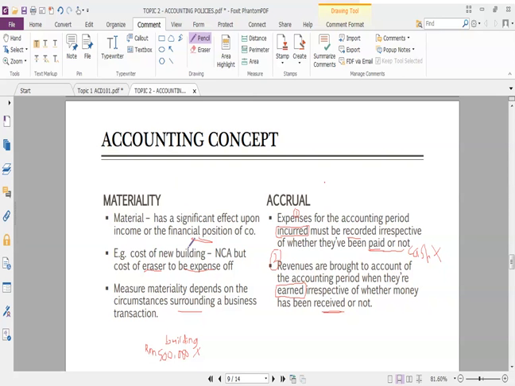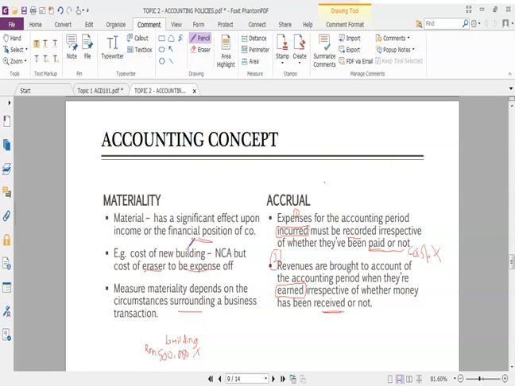If we compare with the cost of a new building, if you want to buy a building costing 100,000, and you compare it with the cost of an eraser, the eraser is just not material.